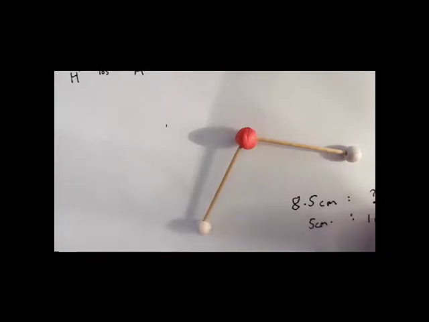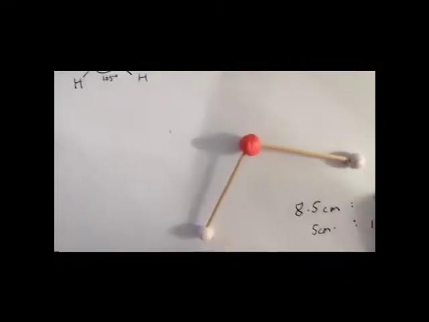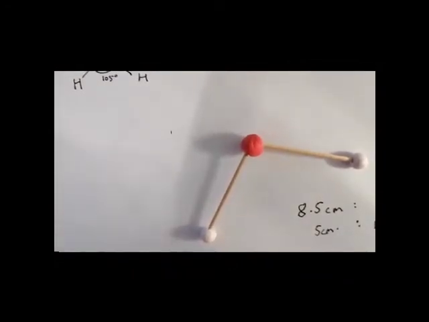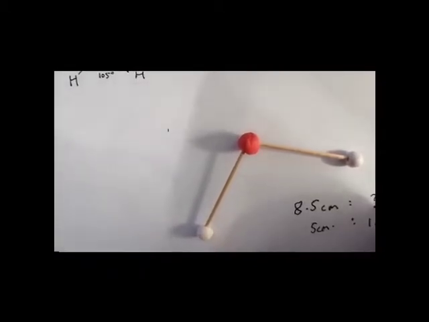corresponds to 1 angstrom. And so when I do the calculation, it's going to be simply 8.5 divided by 5, or times by 1/5. And I get 1.7 angstroms. So that distance is 1.7 angstroms.